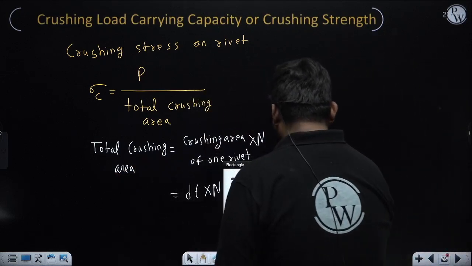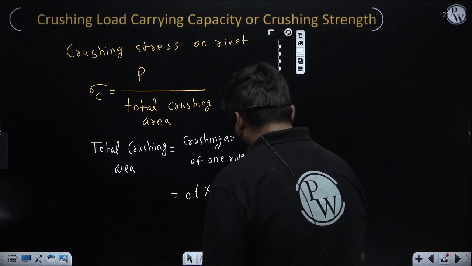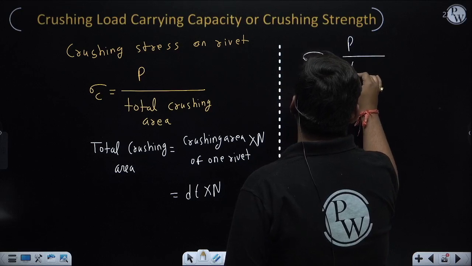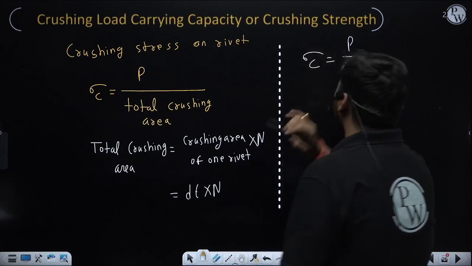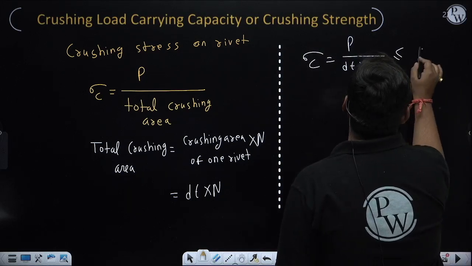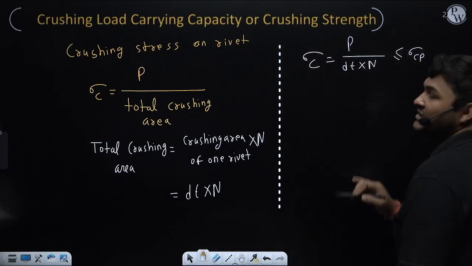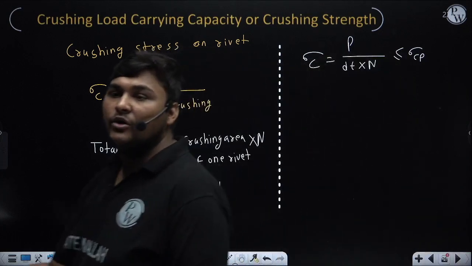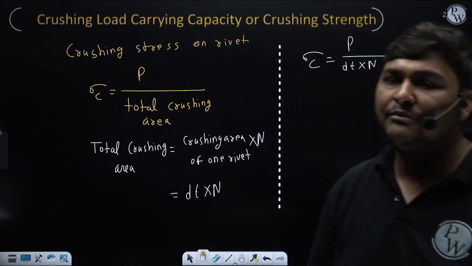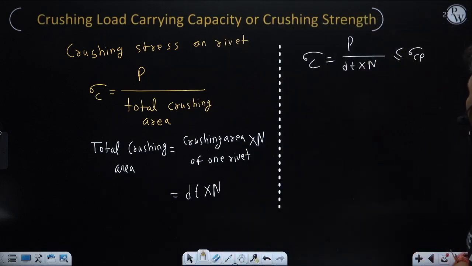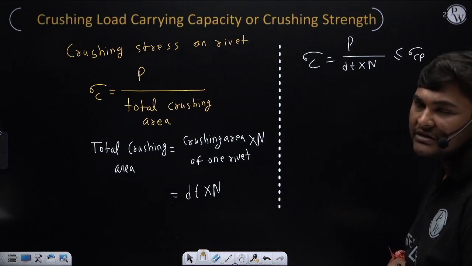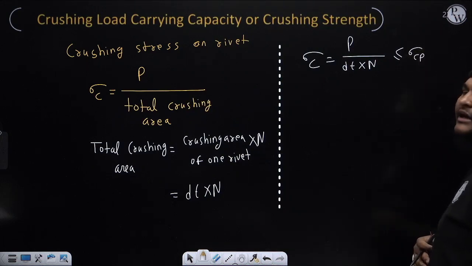And if you do so, the expression of crushing stress will be P divided by total crushing area, and the crushing area of one rivet is DT into the total number of rivets per plate. Now, to avoid crushing failure, this actual crushing stress should be less than or equal to the permissible crushing stress of the rivet, which I am denoting as sigma CP. So this sigma C should be less than sigma CP.